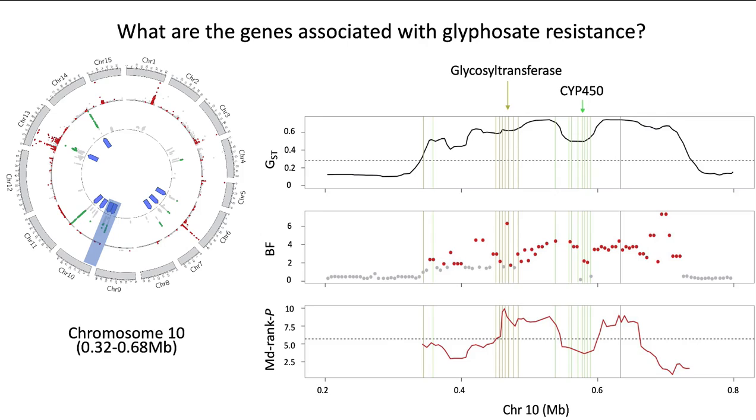For example, I found 8 copies of glycosyltransferases, which are represented by the khaki lines here, and 9 copies of cytochrome P450s, which are represented by the olive green lines. Both of these gene families have been indicated in the literature to potentially be involved in herbicide detoxification. Further, I found multiple non-synonymous mutations within these genes that are almost fixed in the resistant populations. And as an example, I will zoom in on this region of the 7 copies of glycosyltransferases.